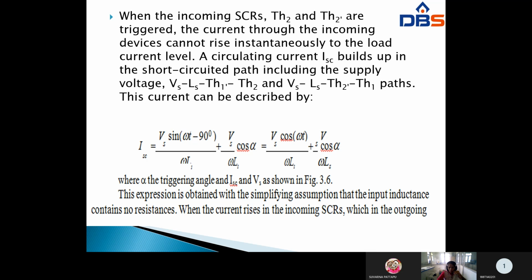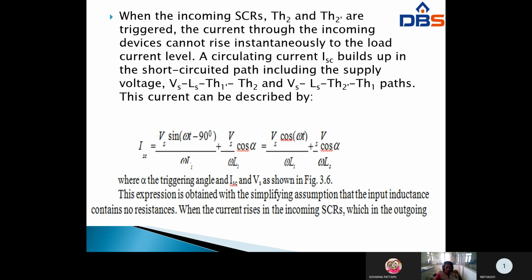So here IS equals VS into sin(omega t minus 90 degrees) by omega LS plus VS by omega LS into cos alpha, which is VS into cos omega t by omega LS plus VS into cos alpha by omega LS. So here alpha is the triggering angle, and ISC and VSC are shown in the figure.